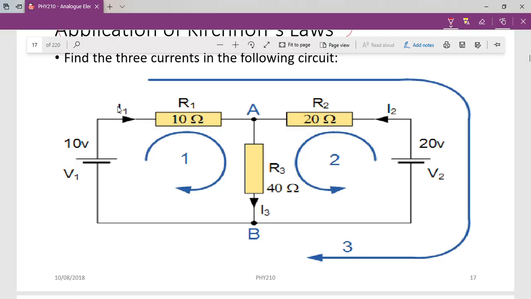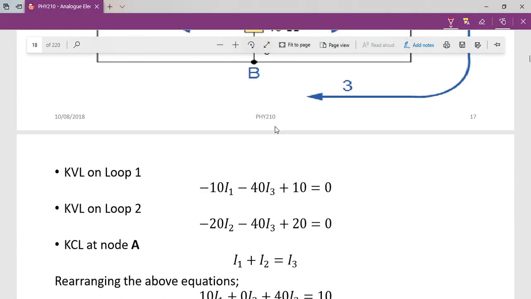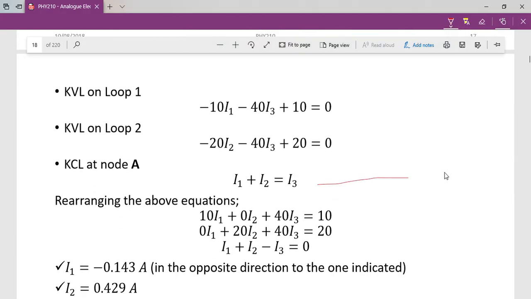Calculate current 1, current 2, and current 3. As I said, the summation of current entering the junction is equal to the current leaving the junction. Now we can consider this one. This is the junction. In this junction, we have this current entering this junction. We have I2 also entering the junction. It means this I2 is leaving the junction. So remember that one. We can formulate the first equation, this one. Let's say this is the first.